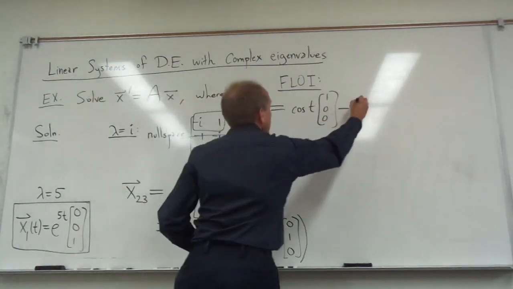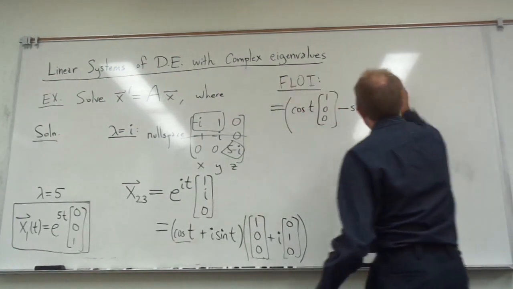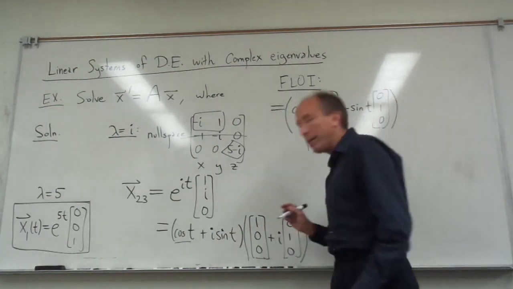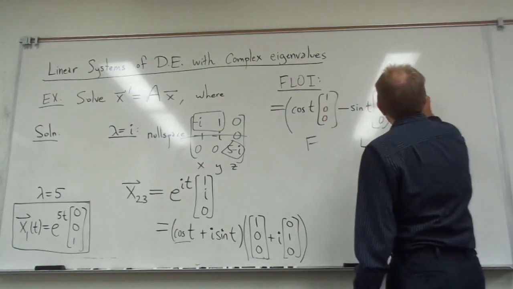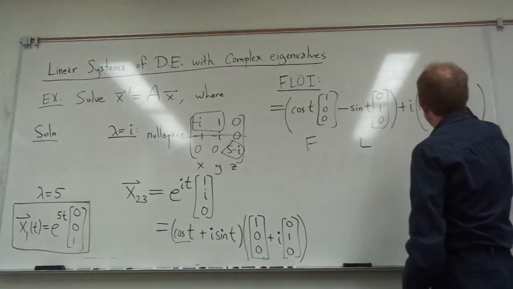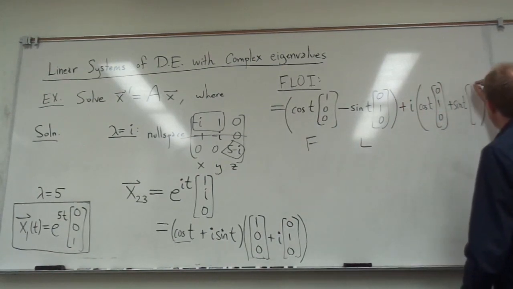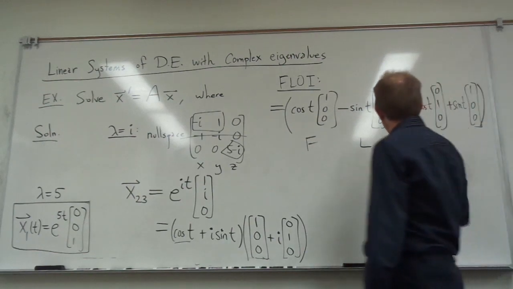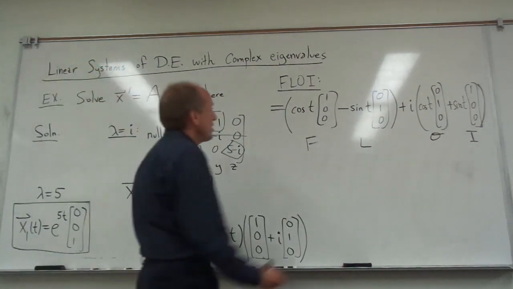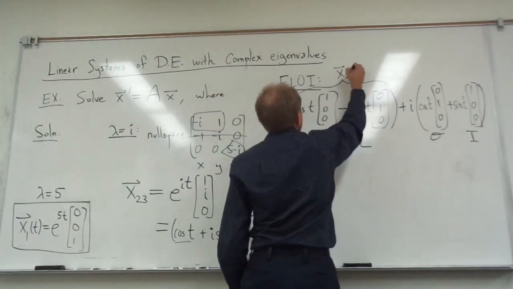And then for the last, I'm going to have a minus sine of t times 0, 1, 0. Okay, so this is the first and the last. Remember, the minus is because i squared equals negative 1. All right, and then I have the i being multiplied by the outers. The outers is cosine of t times 0, 1, 0. And then plus the inner part, which is sine of t times 1, 0, 0. Okay, that's the outers and inners. So there's the FOIL. Okay, so this first part right here, guys, that's the x2 of t.